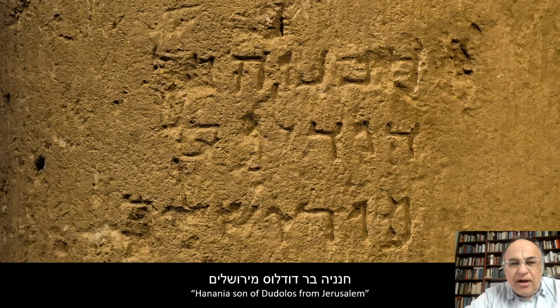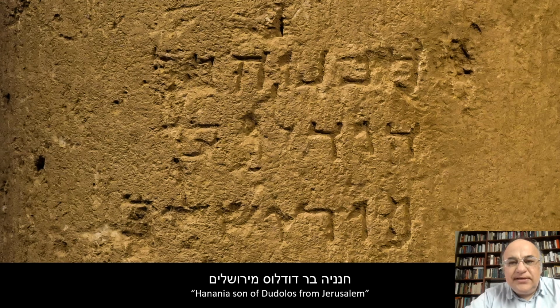On the column drum, we find an inscription: Hananiah, son of Doudolos, from Jerusalem. Hananiah could have been one of the potters. His father's name, Doudolos, is based on the name of the mythological Greek artist Daedalus. It may have been a nickname alluding to the father's artistic abilities.